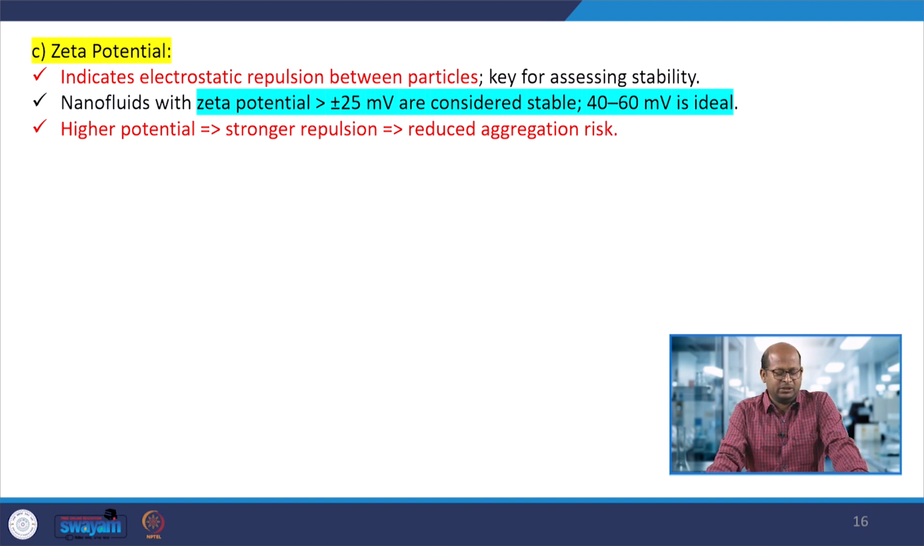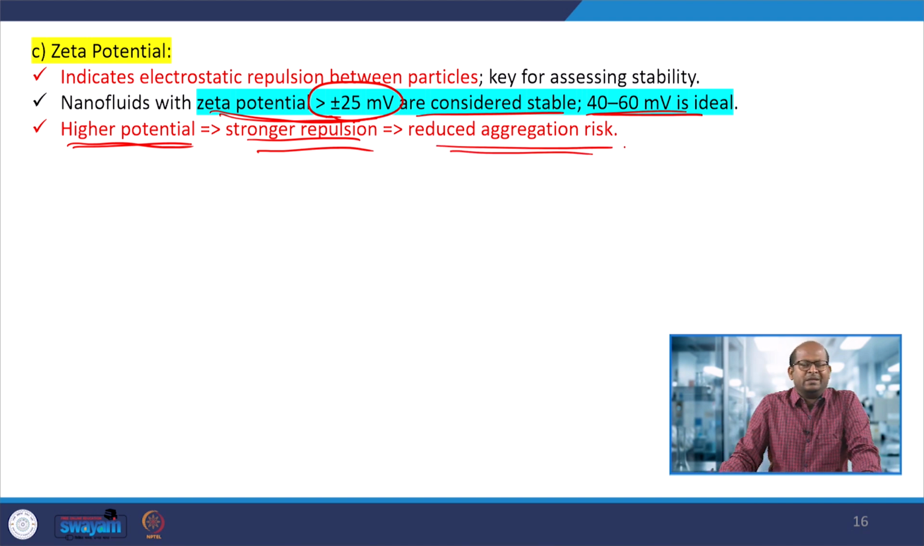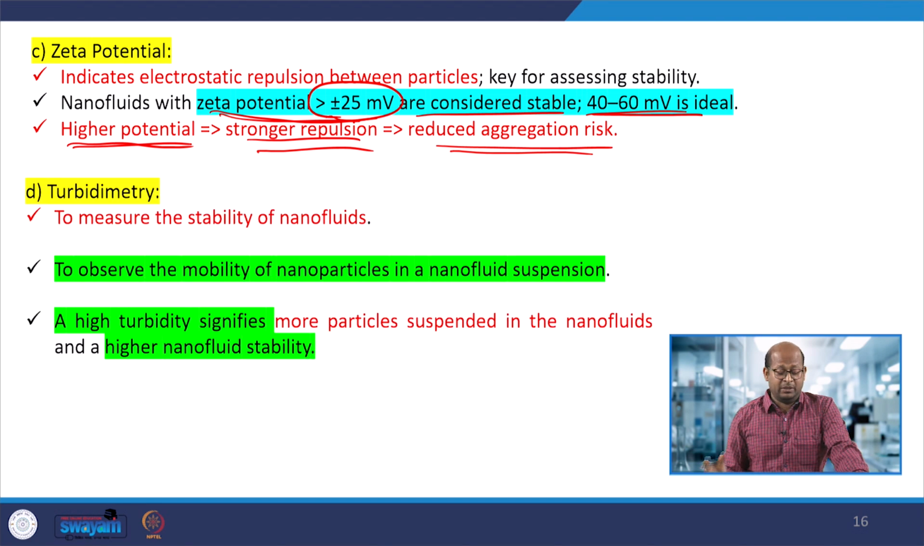So, what is called zeta potential? If we have prepared a stable base nanofluid, then the zeta potential value, either plus or minus, would be good if it is greater than 25 millivolts in magnitude. Then we can say it is a stable fluid, and if it is 40 to 60 millivolts, it is even better, or ideal, we can say. So, higher zeta potential means stronger repulsion, and that means the nanoparticles do not interact with each other and give a stable solution.